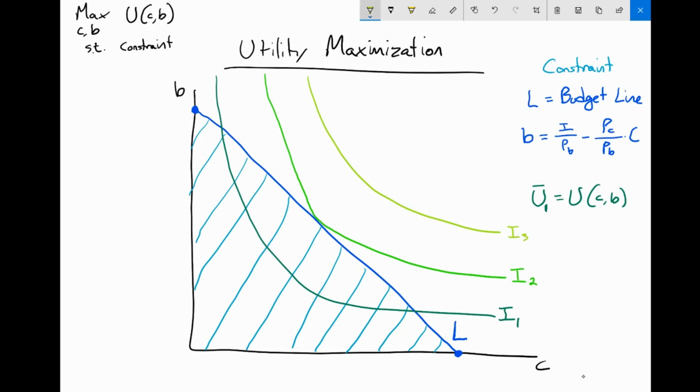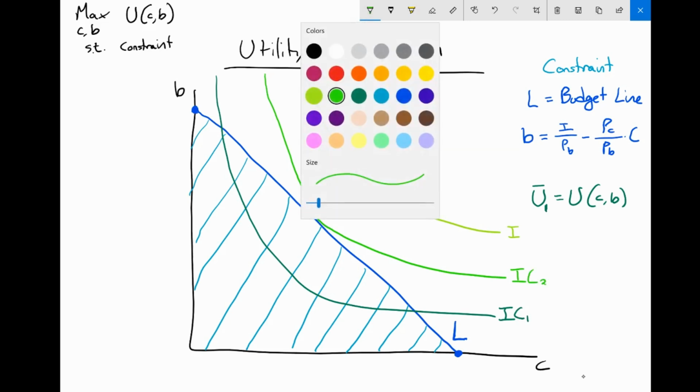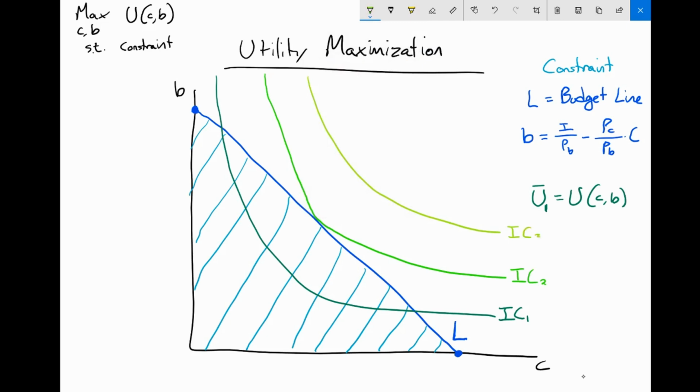Okay. Now, just to make sure I don't confuse us with indifference curves versus income, let's do indifference curve 1. Indifference curve 2. Indifference curve 3. Okay, so now let's take a look at this and let's discuss.